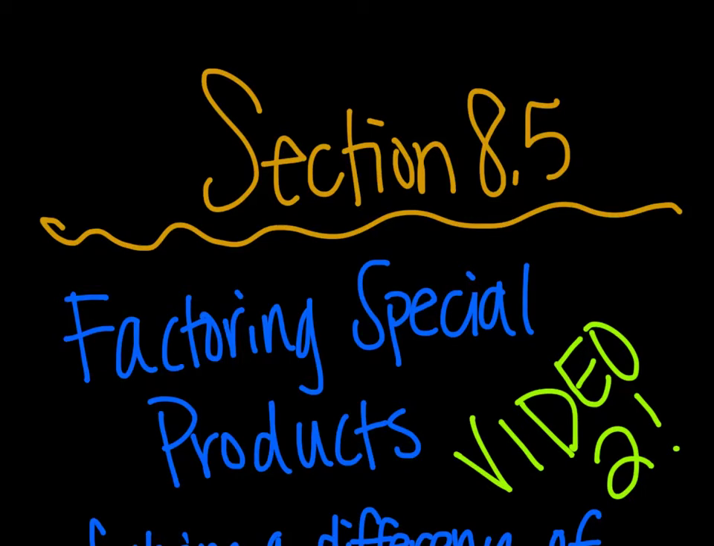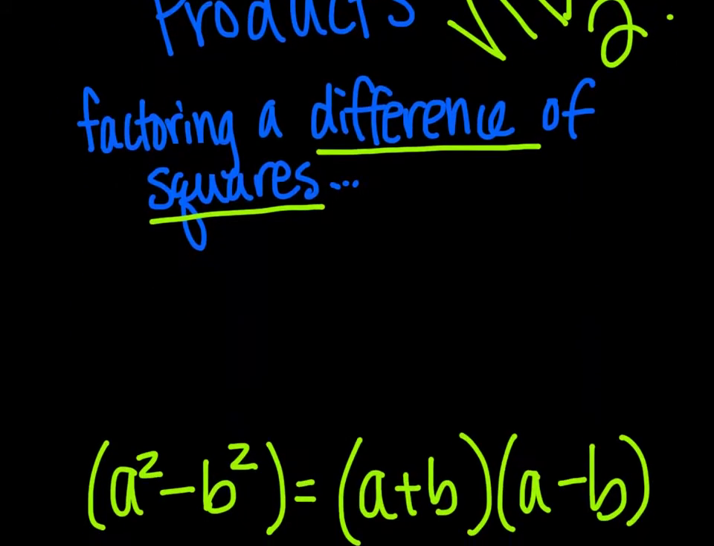Welcome to section 8.5, factoring special products, and this is the second video. This video is specific to factoring the difference of two squares. So we're still dealing with trinomials, kind of, but we're actually looking at a trinomial that has a missing middle term, so it's no longer really a trinomial, it's kind of like a quadratic binomial, which is a little different than what we've been studying.